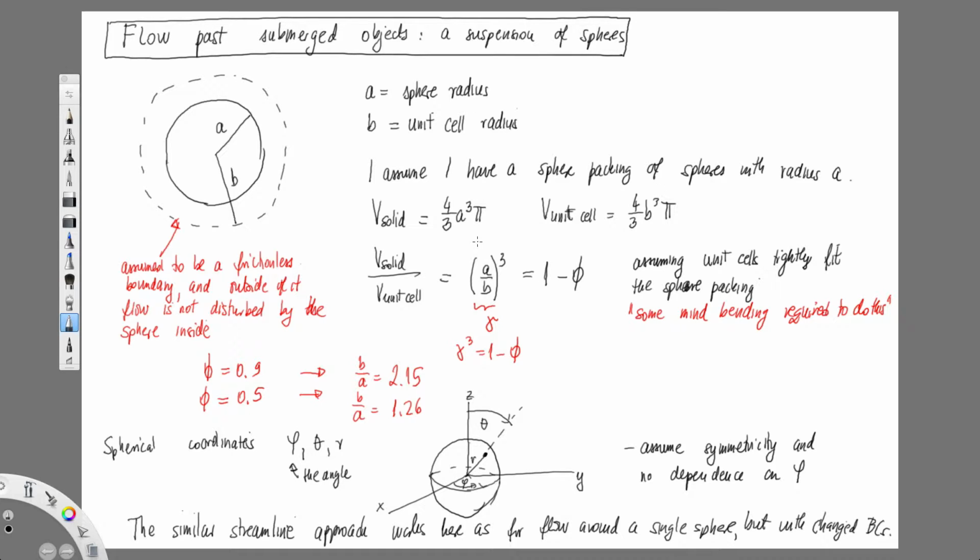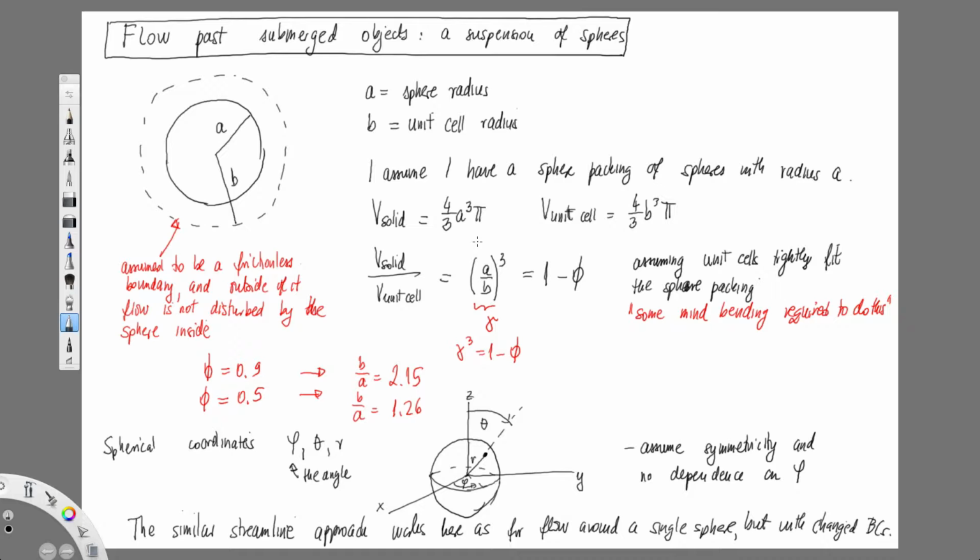We did this last time for 0.5. If phi is 0.5, then b over a is 1.26, so it's not much larger than a itself. This assumes that I really tightly packed all of those unit spheres within the volume of a sphere packing such as the one floating around, printed in 3D. All right, now let's move on to number 2.